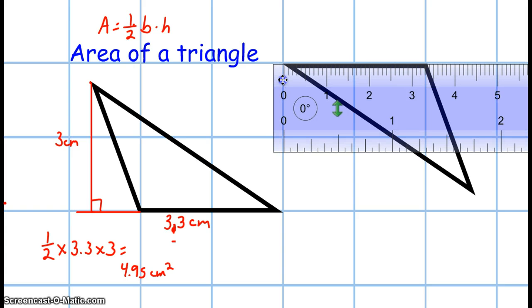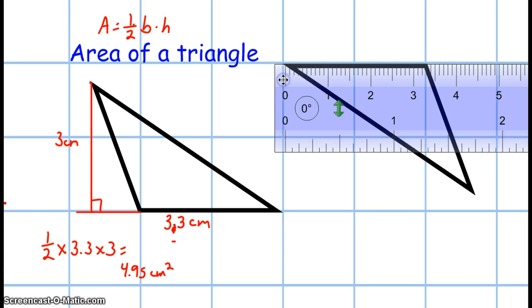So we have 3.3 centimeters, so we'll write that down. 3.3 centimeters. We have the height, and first of all, we need to draw a line here to extend it in order to make a perpendicular line in order to create a right angle. So we'll go ahead and do that. I will extend this line here. I don't know how much we'll need. Now we'll rotate the ruler.